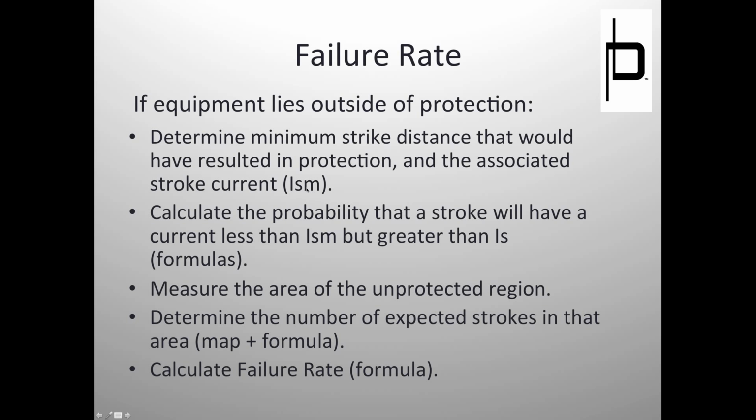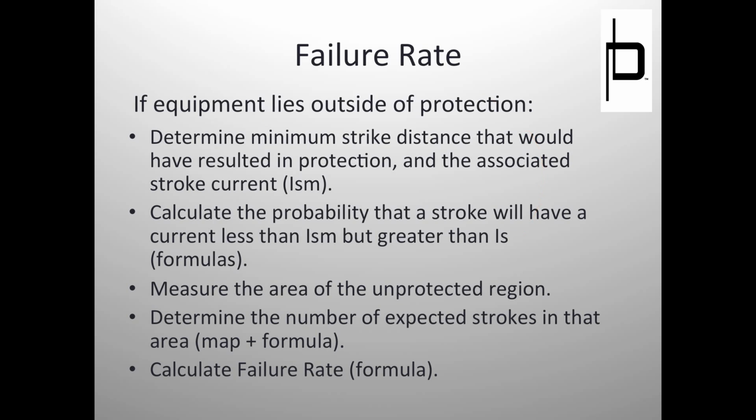In other words, if my stroke current in reality is ISM, then that equipment would be considered protected because the sphere would have been large enough, and the stroke would have reached a shielding electrode instead. So we determine the chances of that strike happening, and then calculate the probability that a stroke will fall in that window. IS is the dangerous stroke that just causes flashover, and ISM is the stroke current that is safe, where we would have reached a shield wire or a shielding electrode. So what is the probability that a strike occurs in that window between IS and ISM?